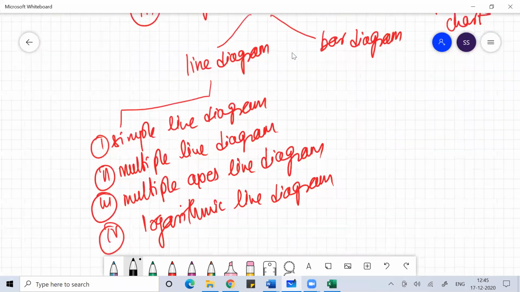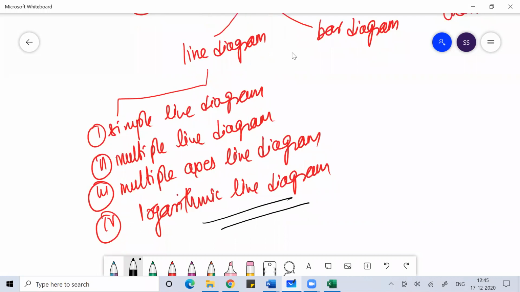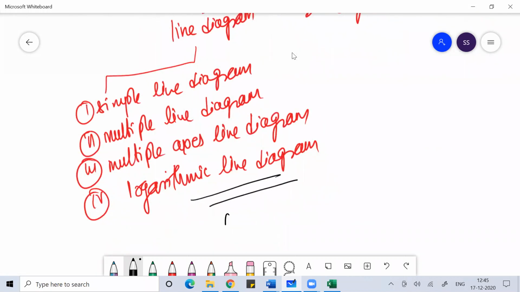In a multiple axis line diagram, we compare different variables, assuming those variables are trading at different price ranges. In order to bring them at par with each other, we create multiple axes to analyze them. Then the next thing is the logarithmic line diagram. We basically use a logarithmic line diagram for variables which are very volatile.